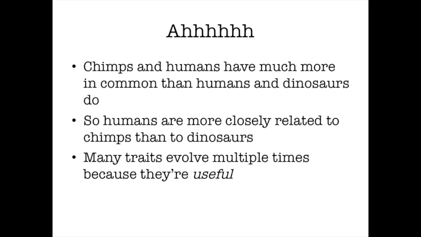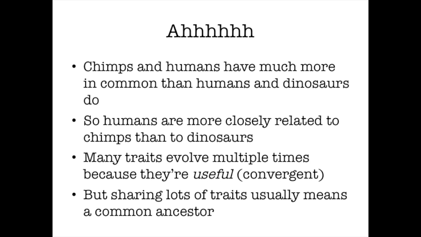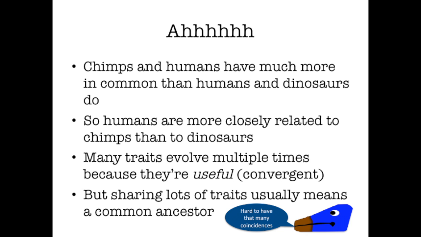Many traits evolved multiple times, in fact, because they're useful. This idea is called convergence, but sharing a lot of traits usually means a common ancestor. It's hard to have that many coincidences in terms of convergent evolution. Now, the bulk of the rest of this video is going to be me defining cladistic terms because this is the science of defining life, so a lot of it is just definitions, and I'm sorry, there is no way around it. I'm going to try to make it as exciting as possible.